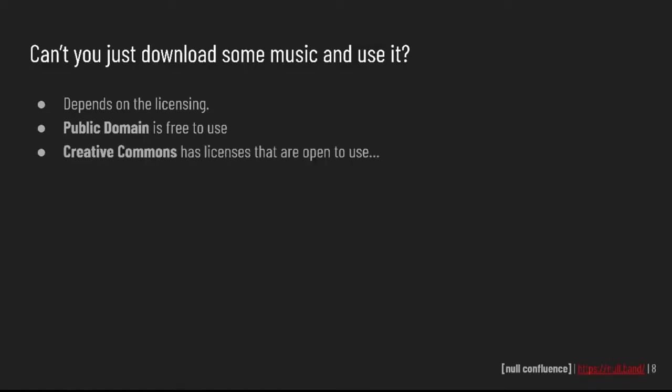If it's Creative Commons, it has licenses that are open to use, but it will usually come with limitations, such as share alike, meaning if the music was shared freely with you, you also have to share any derivative work from it. Attribution, meaning I got this music from so-and-so, and I used it as part of my game, and it's a credit somewhere within it. Or non-commercial, which means you can use this music as long as you're not selling your game. You see a lot of games on itch, for example, that are freely distributed and are using Creative Commons music as well.